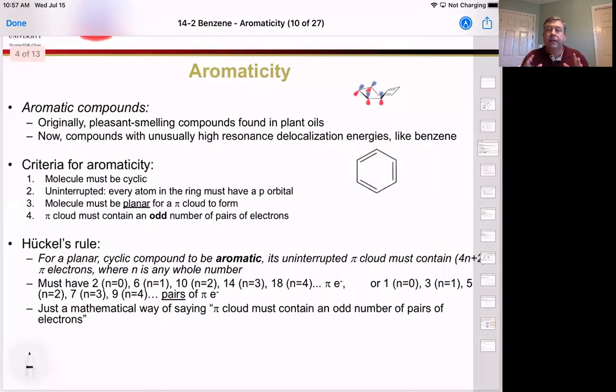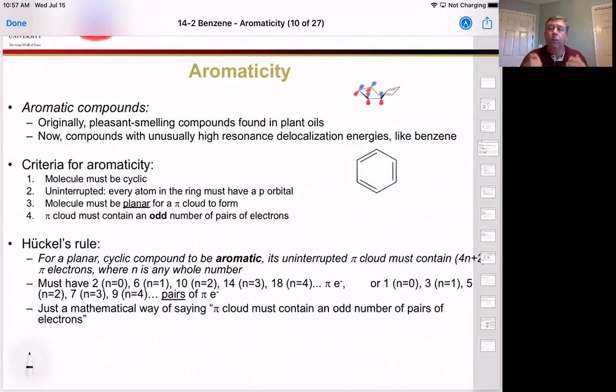Okay, so that means that these things have to be different, okay? And so Kekulé came up with the idea that these compounds were aromatic, okay? Partially because they tend to have unusual smells compared to the other unsaturated compounds, but also they have this high resonance energy.